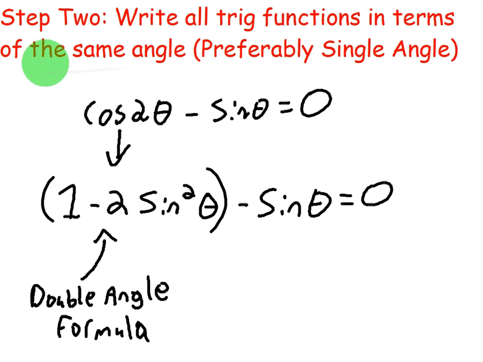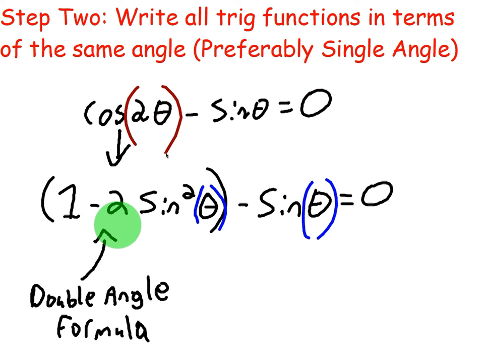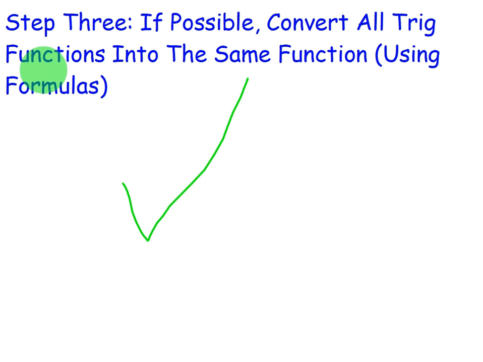We also want it to be in terms of the same angle. Sine squared of theta is actually just of a single angle. It is being squared, but it's still only of a single angle. So that completes step 2 of writing in terms of the same angle. Again, I did that because I knew cosine of 2 theta is a double angle, and I can write it in terms of a single angle using 1 minus 2 sine squared. I've already alluded to the next step. A lot of times when you do step 2, it gets combined with step 3. If possible, convert all the trig functions into the same trig function using formulas.